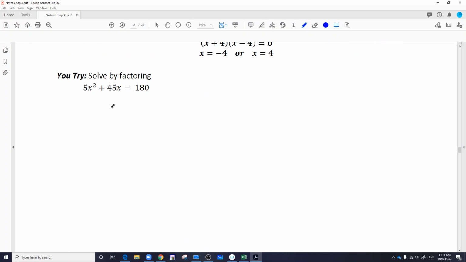So if I said, hey, solve by factoring, don't forget the zero factor property. So step number 1, set it equal to 0. So to do that, we are going to subtract 180 from each side. Then I'm going to notice a greatest common factor. So I'm going to greatest common factor out this 5. So I'm going to be left with x squared plus 9x minus 36.